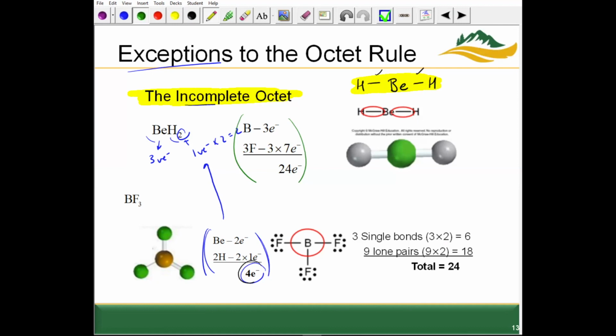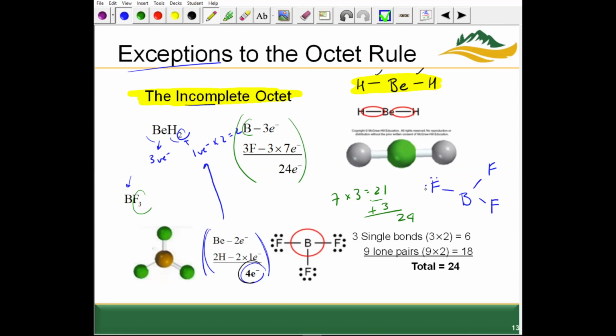For boron, it has 3 valence electrons. Fluorine has 7 valence electrons as a halogen. So the 21 valence electrons from the 3 fluorines, plus the 3 valence electrons from boron, that's 24 valence electrons to work with. And putting the least electronegative atom in the middle, we would draw a skeleton like this. So B in the middle, F has to be on the end, just like hydrogen. It only wants to form 1 bond.